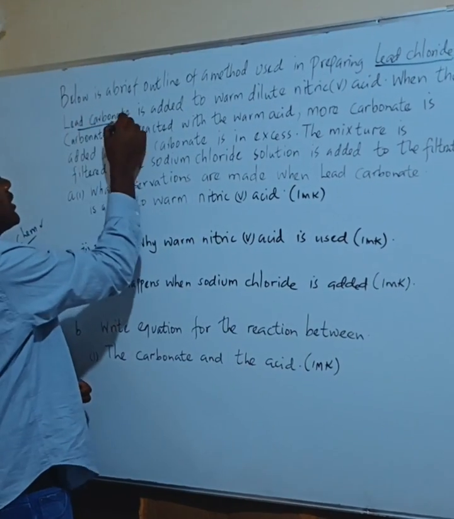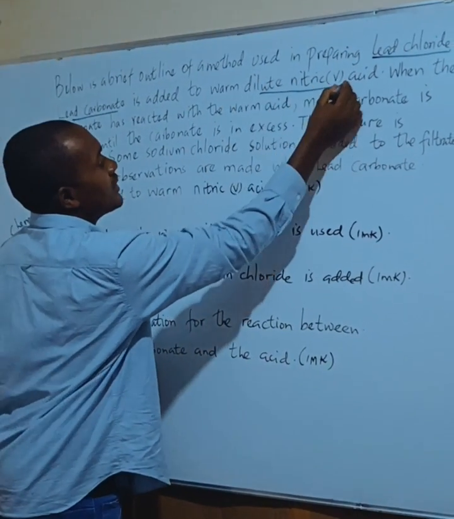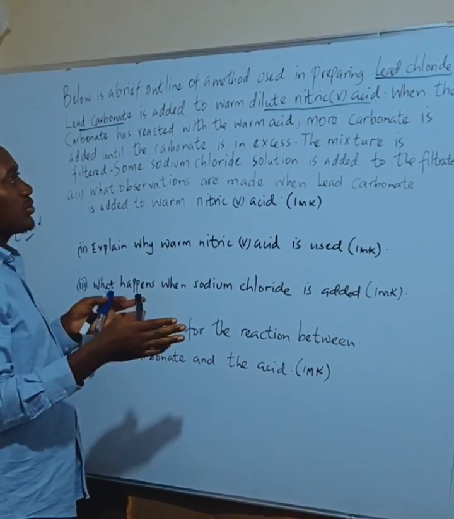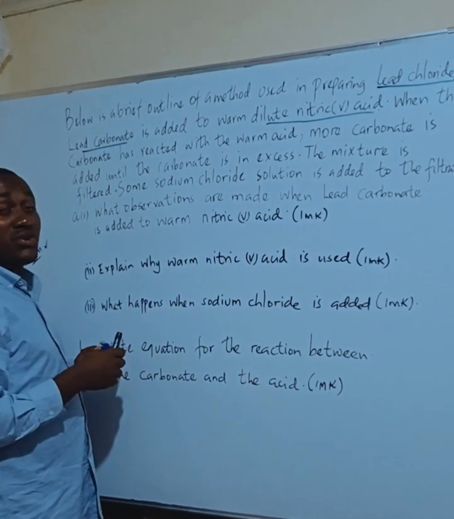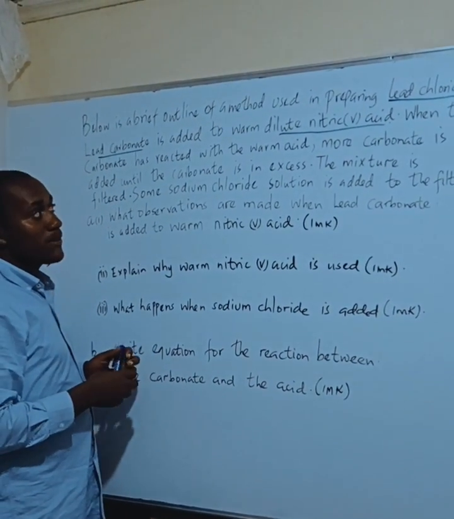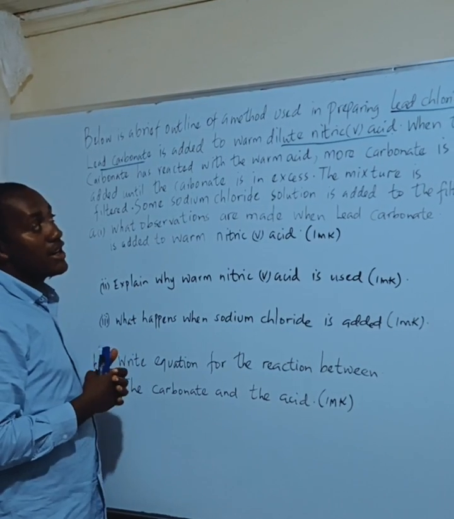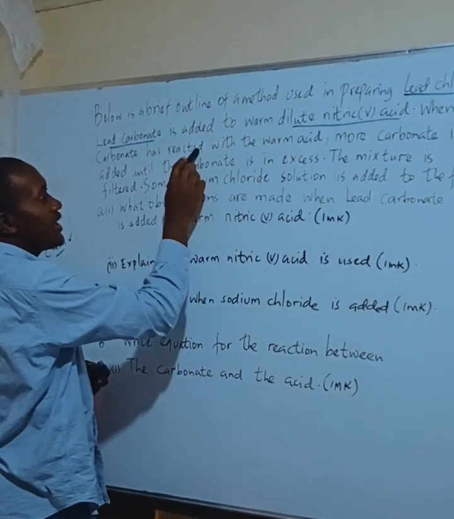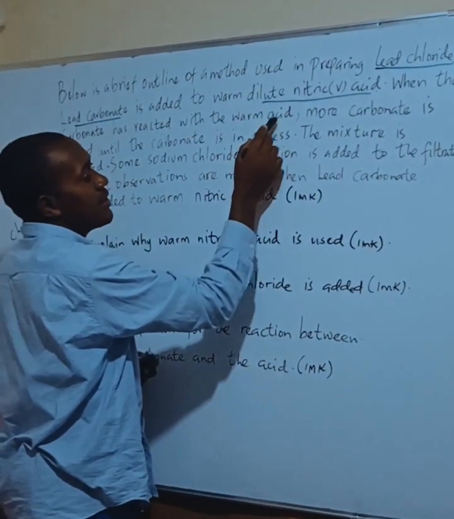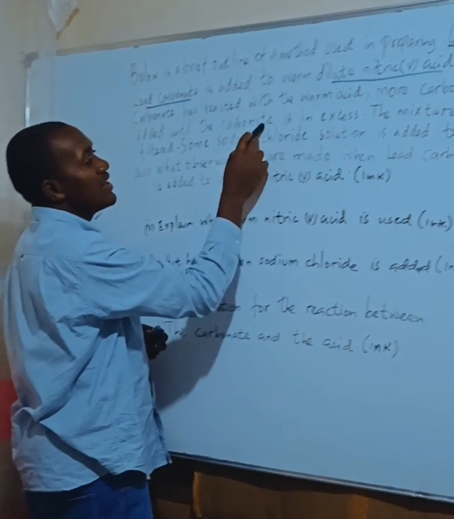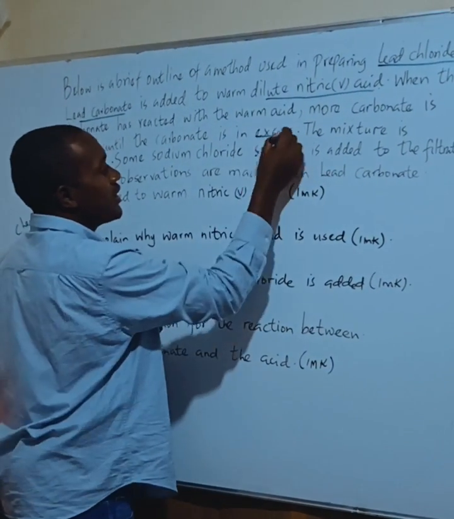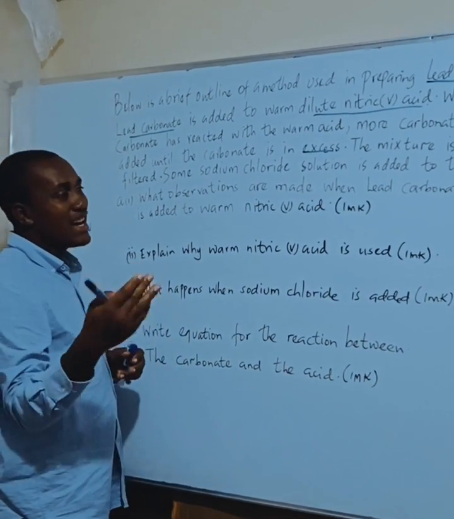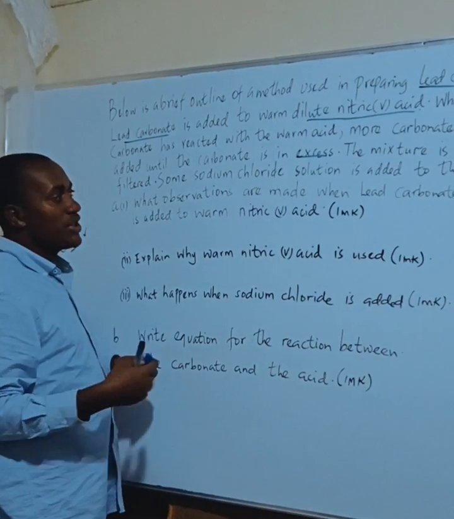Lead carbonate is added to warm dilute nitric acid. So this is a reaction between a carbonate and an acid. When you react a carbonate with an acid, the products formed are a salt, carbon dioxide, and water. Therefore, you're going to see effervescence. When the carbonate has reacted with the warm acid, more carbonate is added until the carbonate is in excess, to ensure that all the acid that is present is used up.